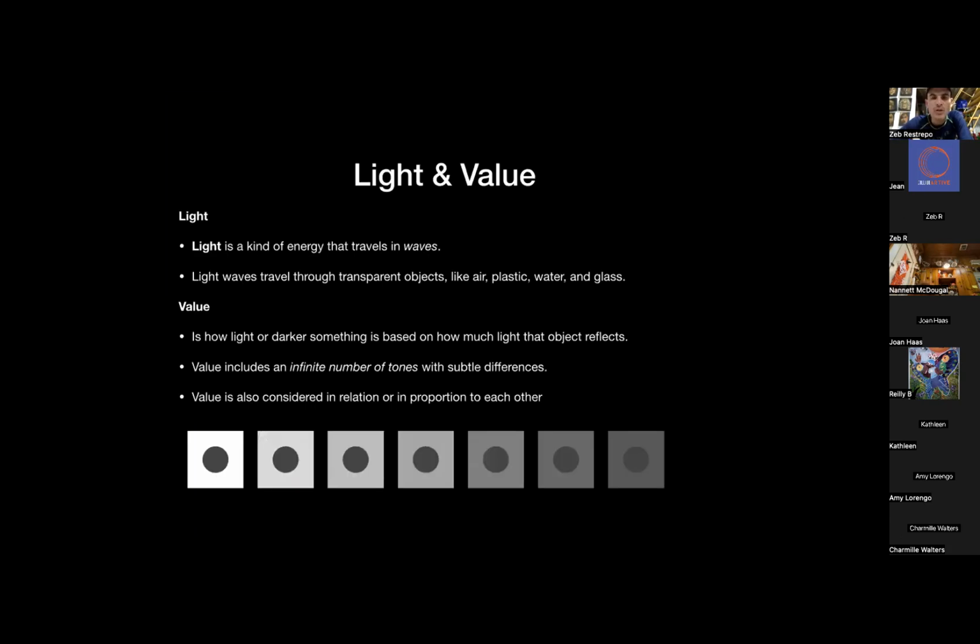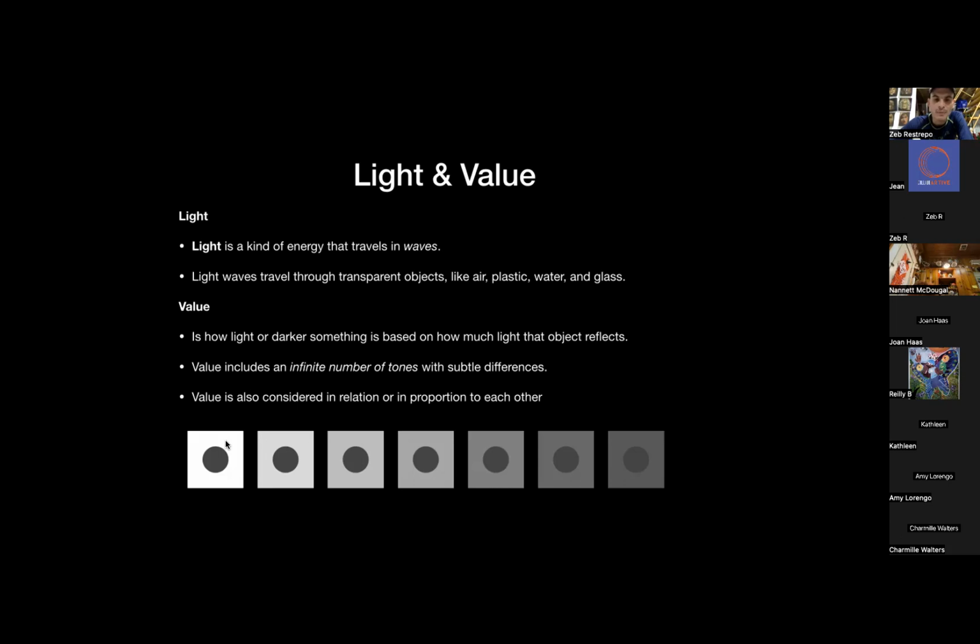But also remember that light and value are energy that travels in waves. Light waves travel through transparent objects like air, plastic, water, and glass. Value is how light or dark something is based on how much light that object reflects. And value, of course, includes an infinite number of tones. Value is also considered in relation or in proportion to each other.